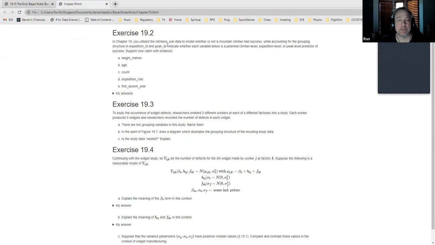So the first one was, remember, in chapter 19, we used the climber data to model whether or not a climber had success, while accounting for the grouping structure, the expedition ID and the peak ID, right? So now he's saying, for each one of these variables, is this a climber level, expedition level, or peak level predictor, right?